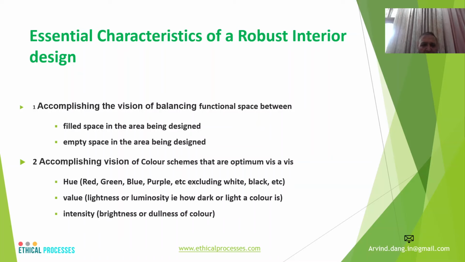These could be primarily under the following aspects. One is the hue, second is the value, third the intensity. By hue I mean what kind of color options are there: red, green, blue, purple, etc. And in terms of value, the lightness or the luminosity, how dark or how light it has to be, and the intensity, the brightness or the dullness of the color. These are the second point which is important in robust interior designing.